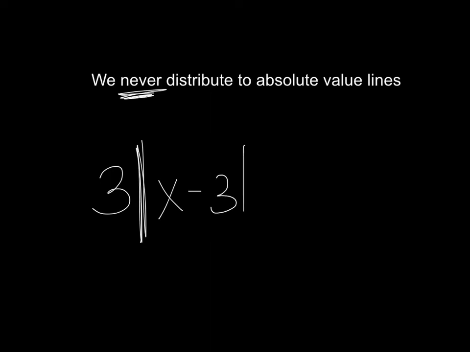One of the main things you absolutely need to remember is that we never distribute to absolute value lines. Meaning if we had like a 3 on the outside, absolute value lines x minus 3, you cannot multiply 3 by x and 3 by negative 3. You can't do that.